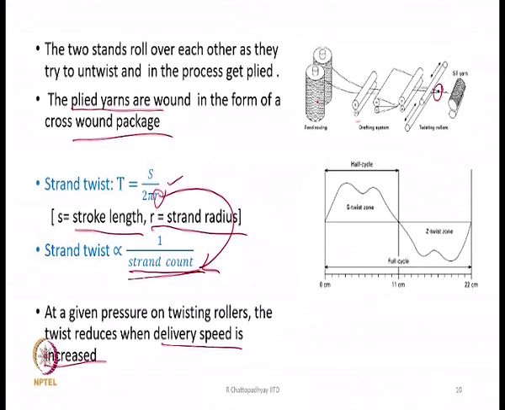So, in a given stroke, how many rotations happen to the roving and how much we deliver, and we take the ratio of these two, that will give you the twist in the roving. That means, in one cycle how many turns are generated and how much is delivered.